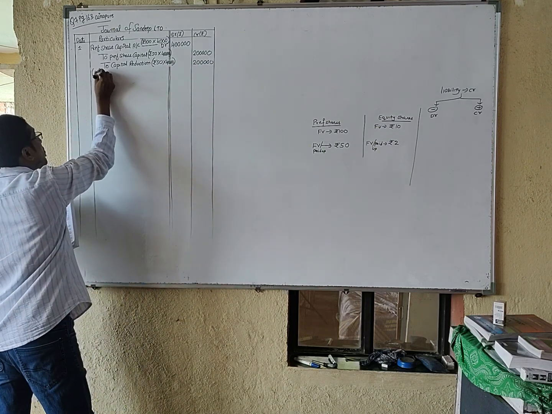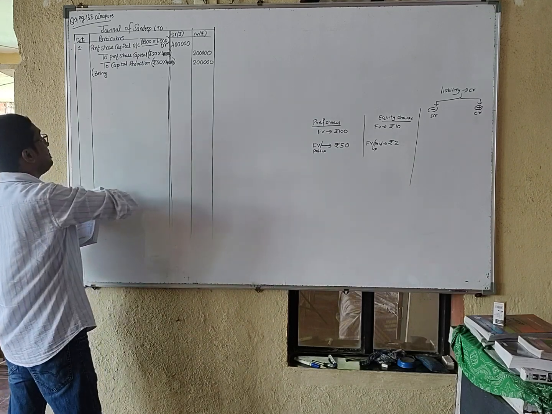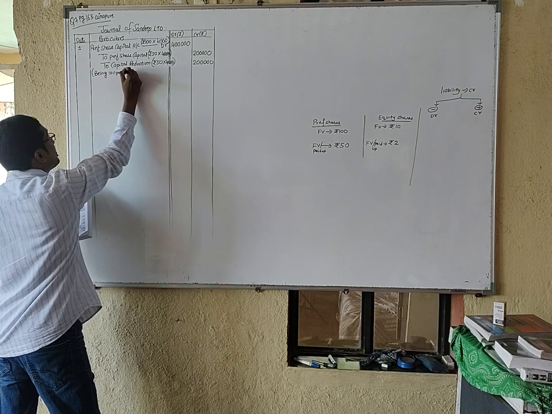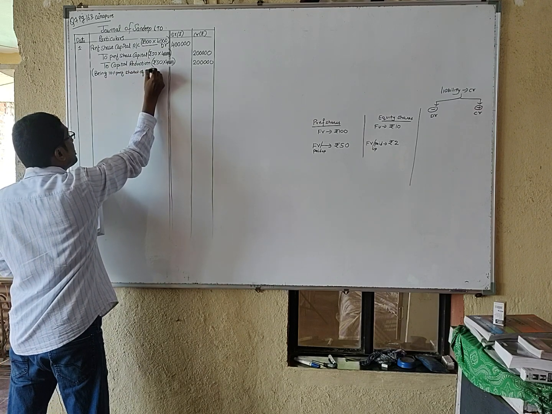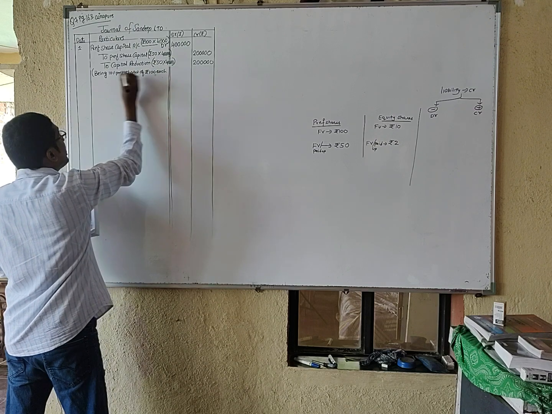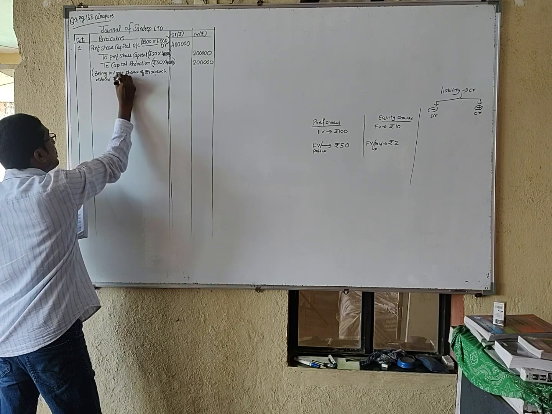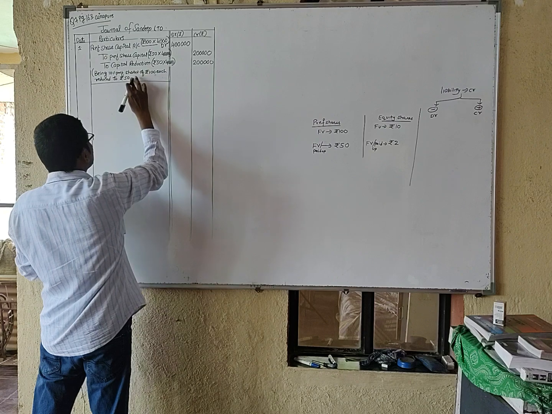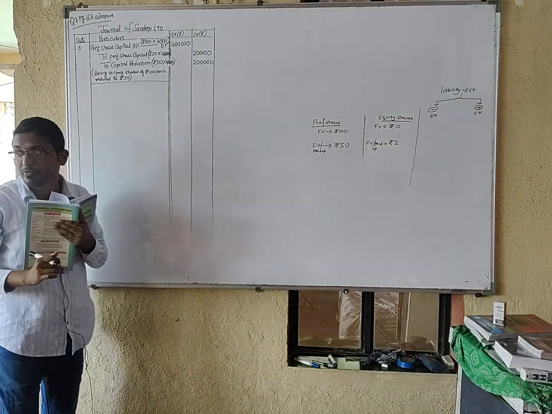Okay. So what narration are you going to write over here? Being 10% preference shares of rupees 100 each reduced to rupees 50. That's it. I hope this entry is clear to all of you.